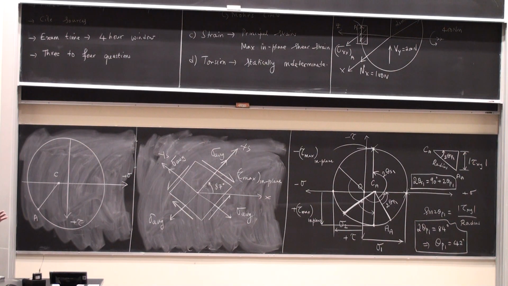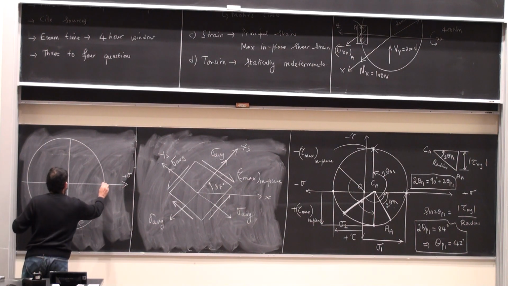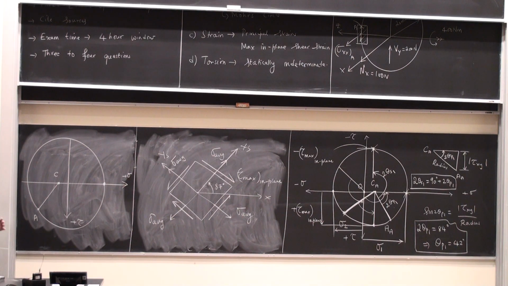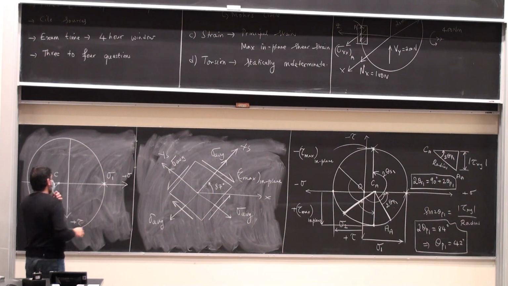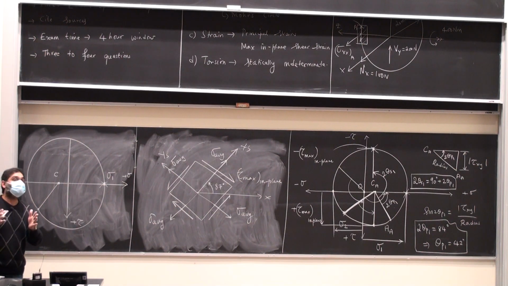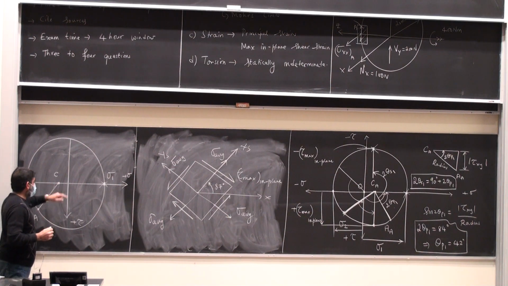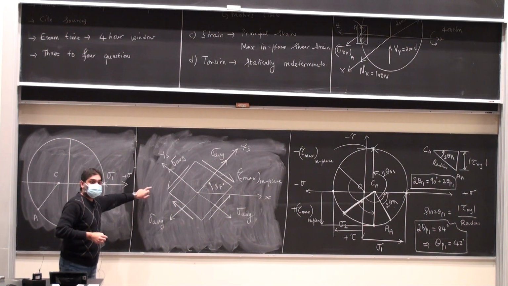The largest positive value where it intersects is here. That's always going to be sigma 1. Sigma 1 is the largest of the principal stresses. So, for example, if this was... I'm also going to get rid of this figure if it's okay with everybody.